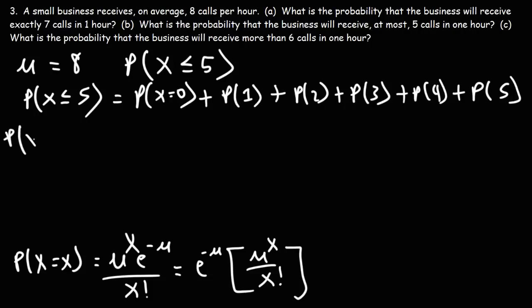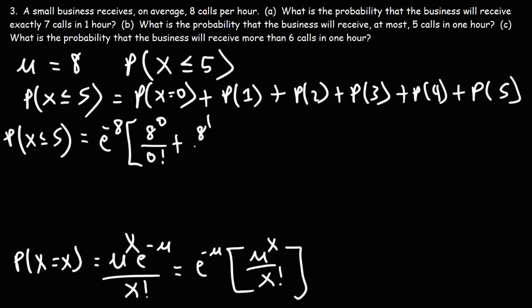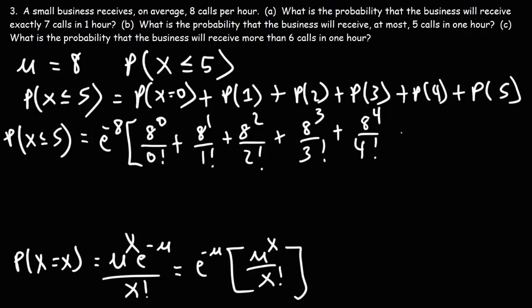So we could say that P, when x is less than or equal to 5, is going to be e to the negative mu, which is e to the negative 8, and then times, we're going to plug in these values when x is 0. So mu is always 8, raised to the 0 power over 0 factorial, plus, now when x is 1, mu is not going to change. It's still 8, but x is that new value. And then when x is 2, and so forth. And then you could just follow the pattern. So this makes it a little easier to calculate the cumulative probability values.